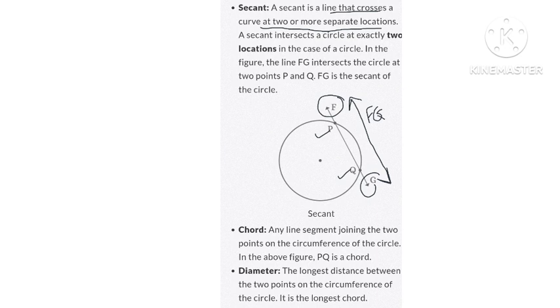So what is a secant? A secant intersects the circle at two locations. For example, I'm doing one more example. Suppose this is line PQ, and this is A and B. So we can say that PQ intersects the circle at the two points A and B. So PQ is the secant of the circle.